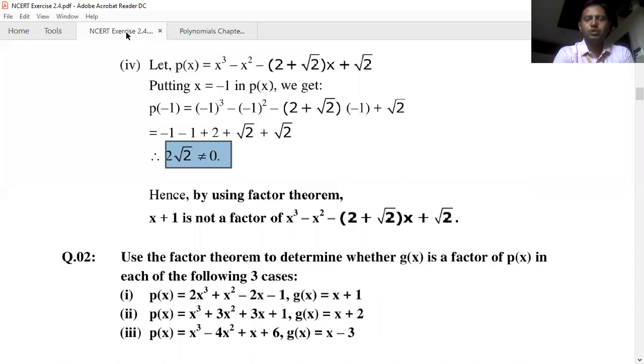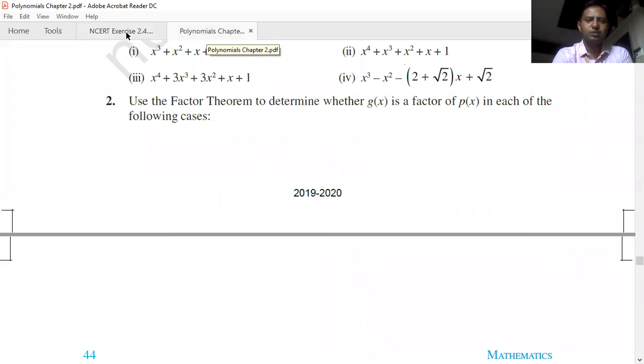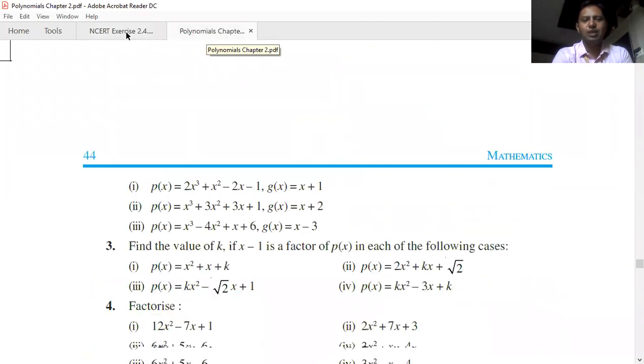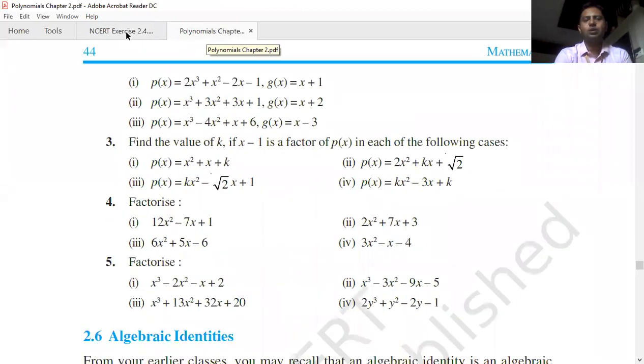Using the factor theorem, determine whether g(x) is a factor of p(x) in each of the following cases. We have the first question in front of us, 2x cubed plus x square minus 2x minus 1, and g(x) is given as x plus 1. If g(x) is x plus 1, the value of x will be minus 1. We'll substitute the value of x as minus 1 in p(x).